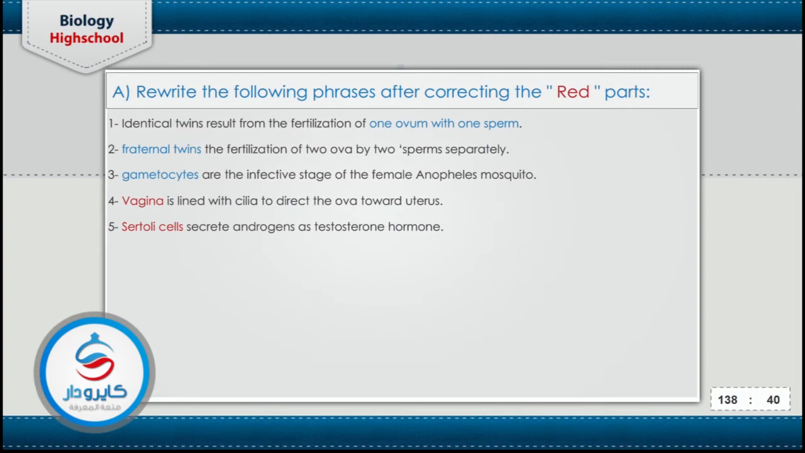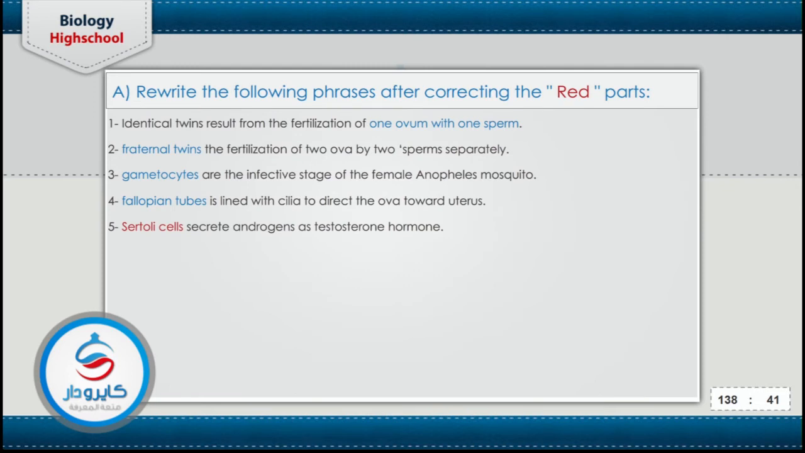The vagina is lined with cilia to direct the ova toward the uterus. The fallopian tube is lined with cilia to facilitate the passage of the ovum through the fallopian tube to get inside the uterus.